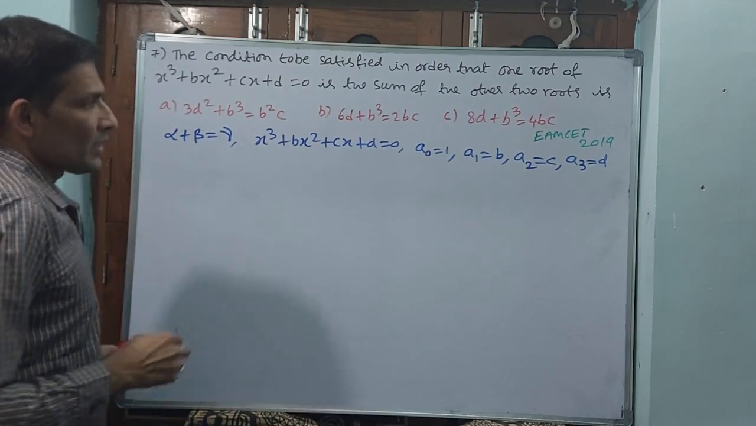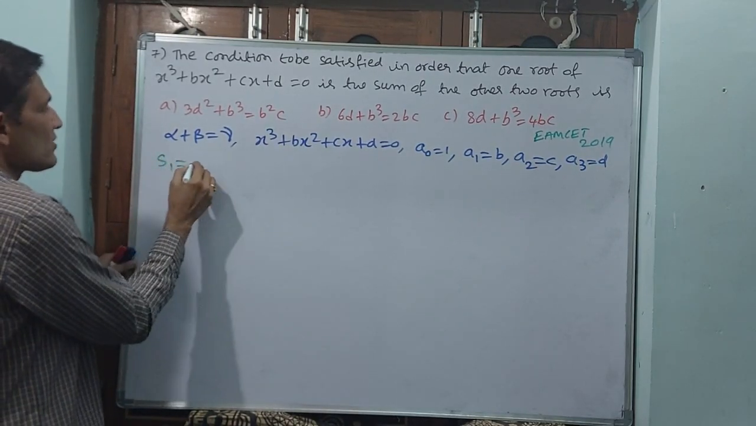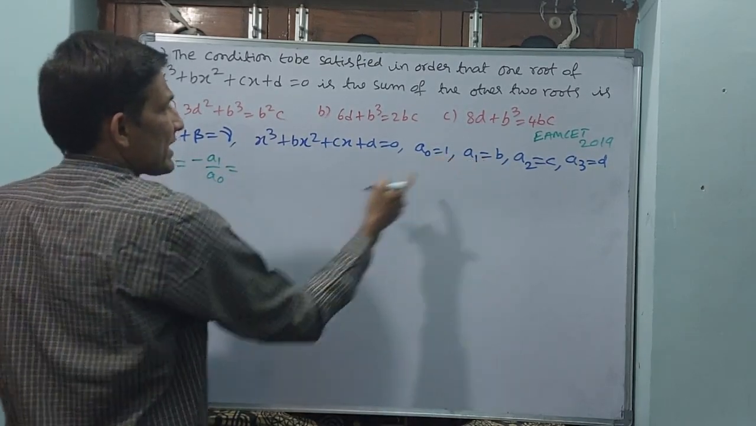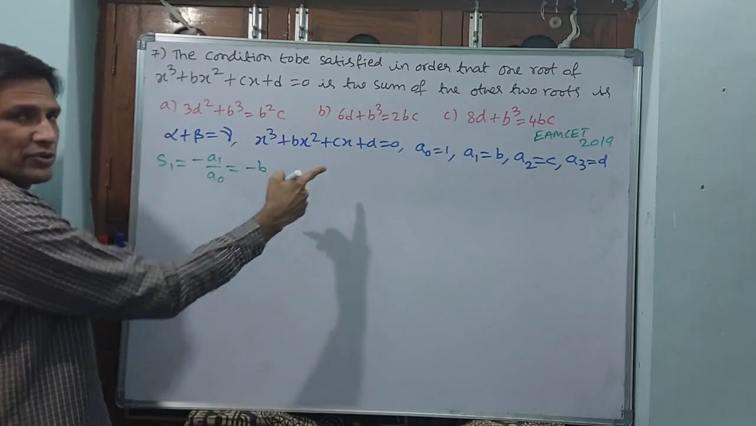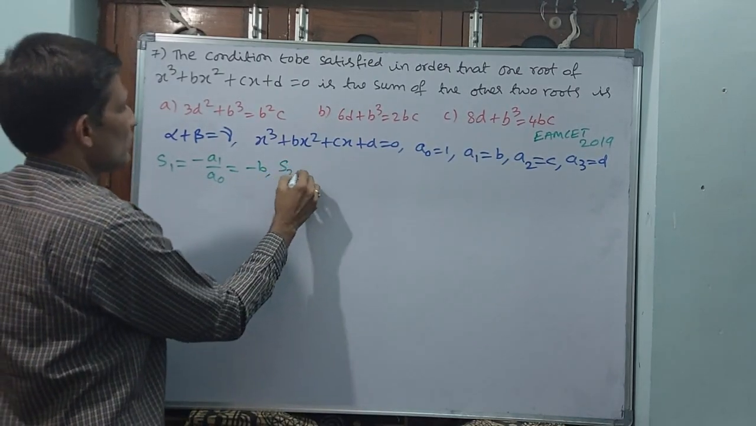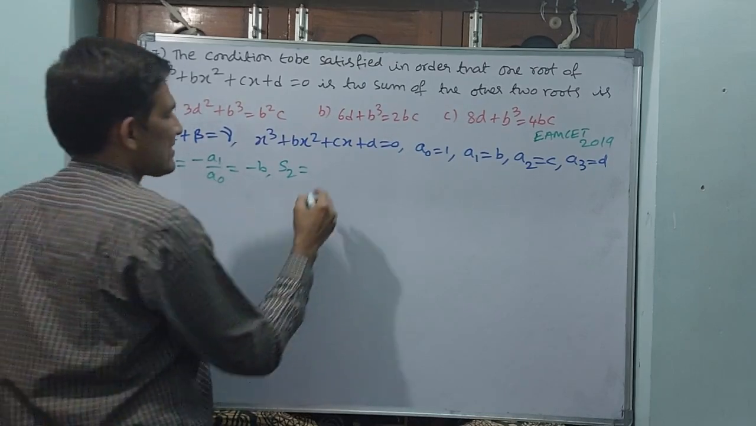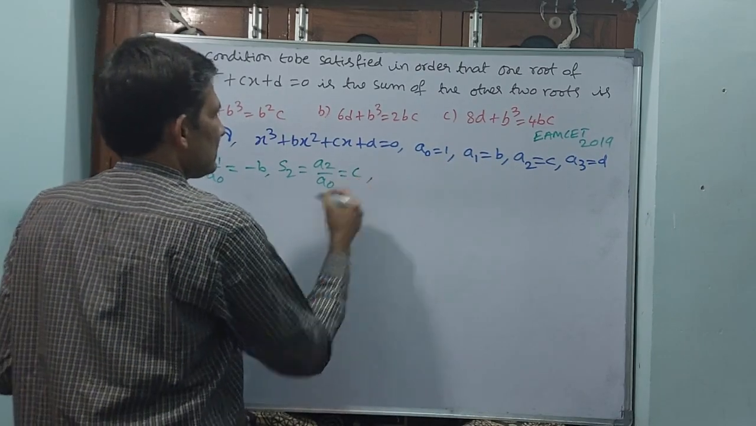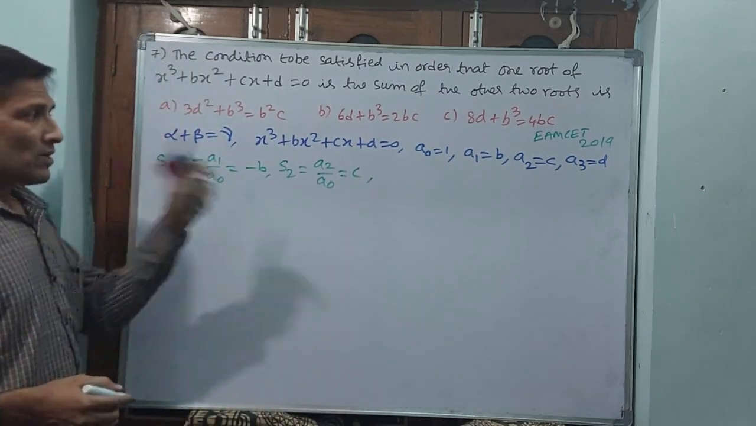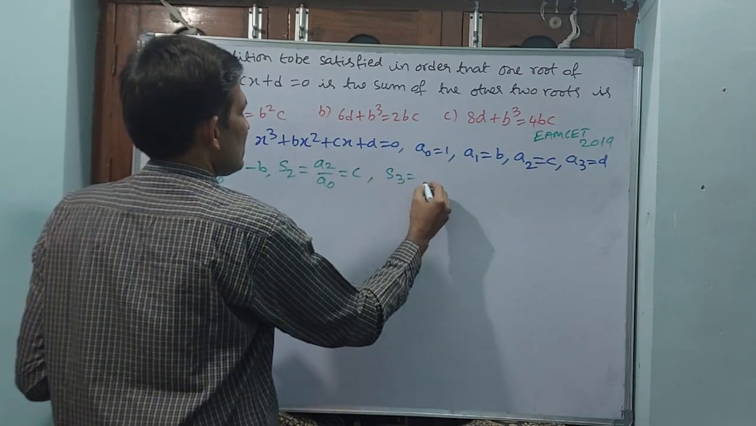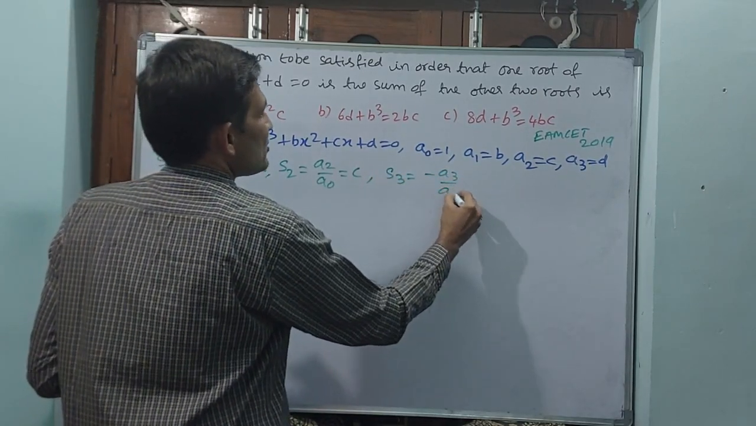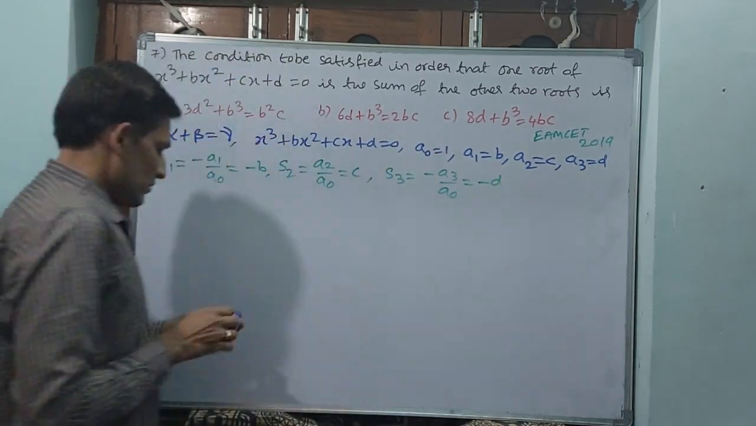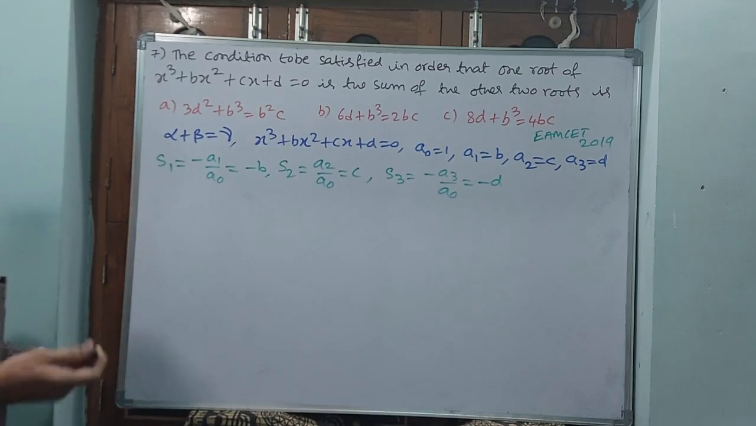Now go for S1. S1 is equal to minus A1 by A0, that is equal to minus b, because A0 is 1. S2 is equal to plus A2 by A0, that means c. S2 is c. Now go for S3. S3 is equal to minus A3 by A0, that means minus d.